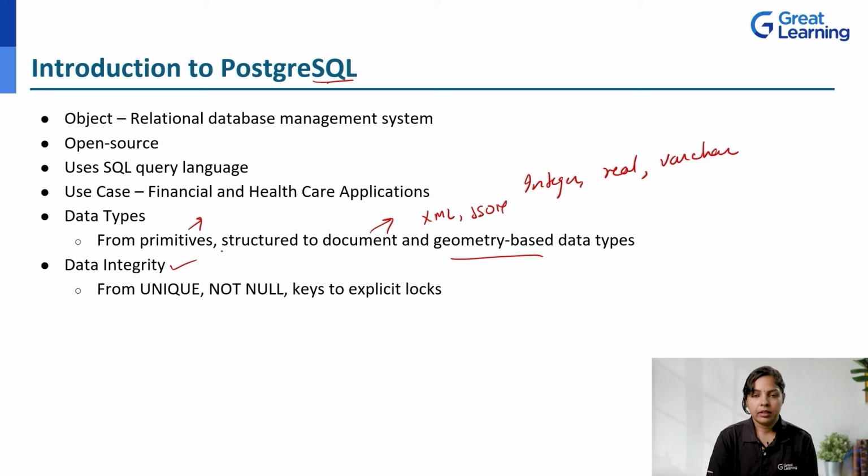Then data integrity. There are various integrity constraints that are supported by Postgres. For example, unique, not null, keys. So these are the integrity constraints which are supported by other relational database management systems as well. Explicit logs. So this is one feature which makes Postgres different or widely acceptable, that is the explicit log feature. So this was all about your PostgreSQL.